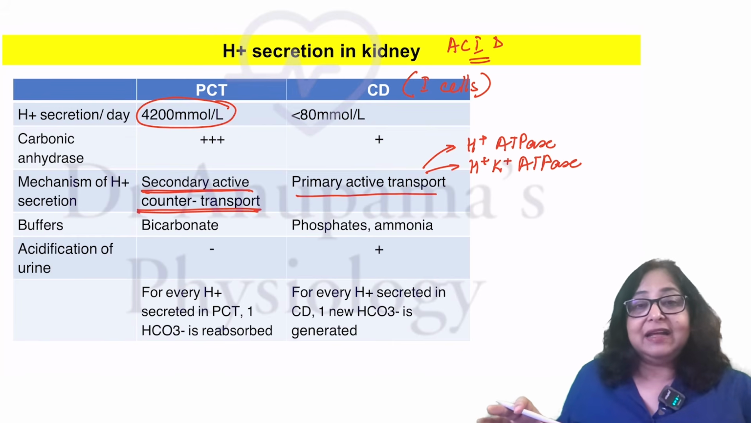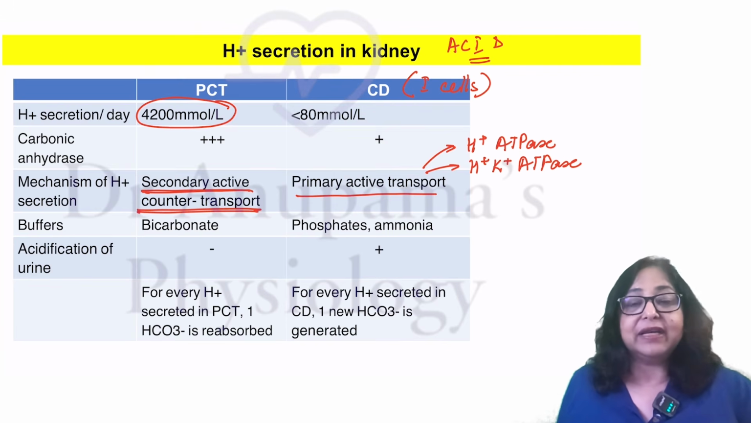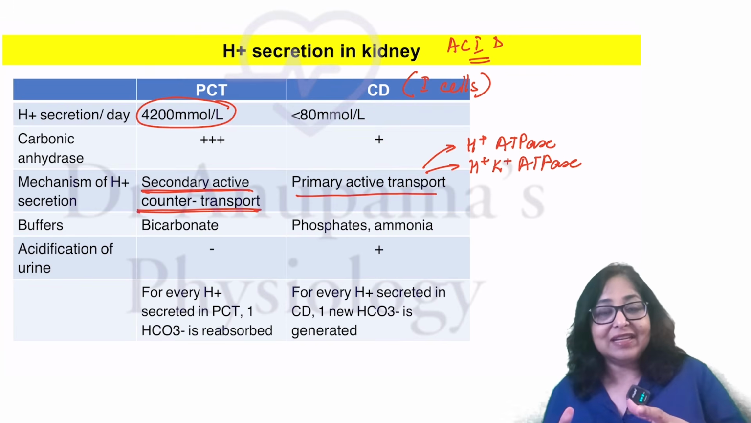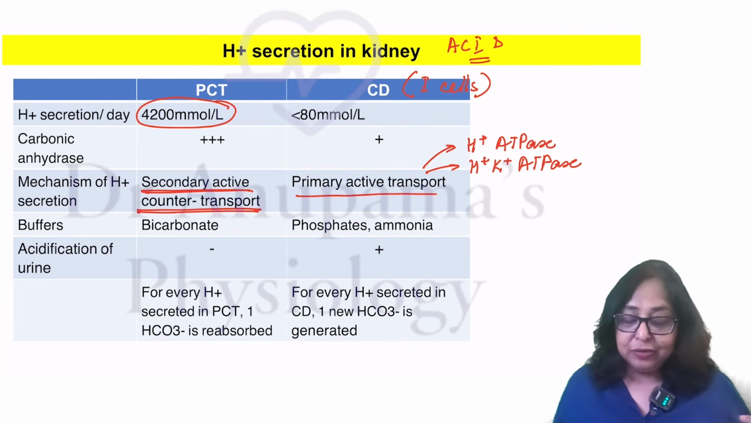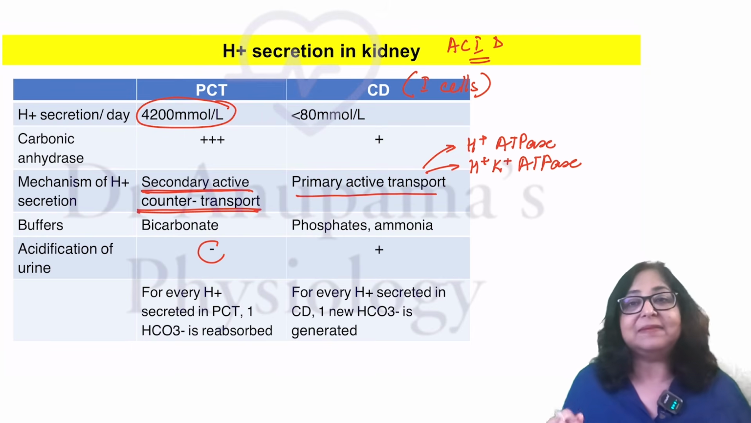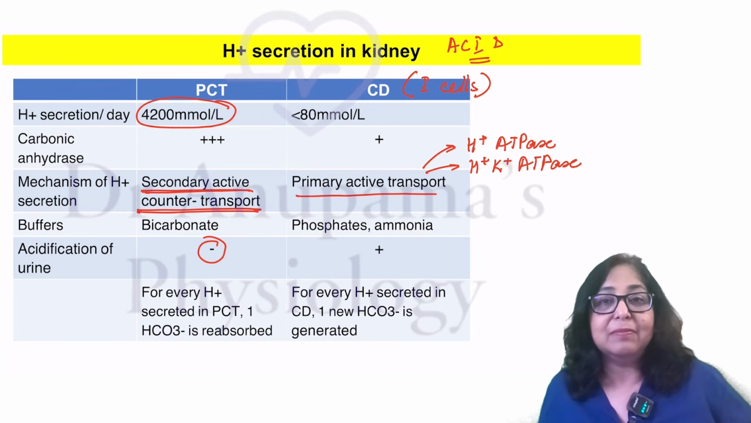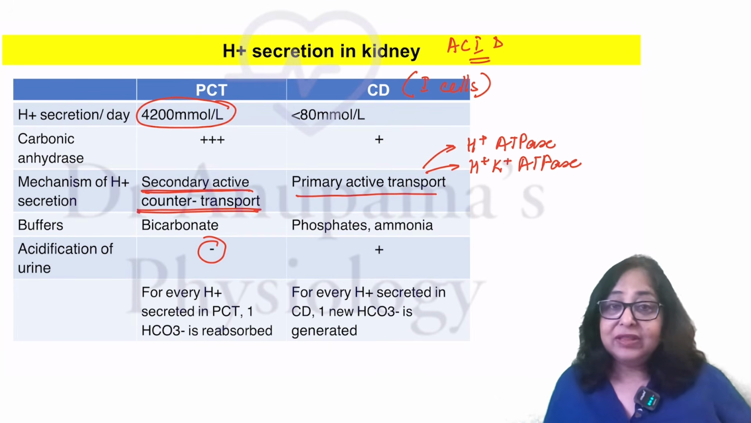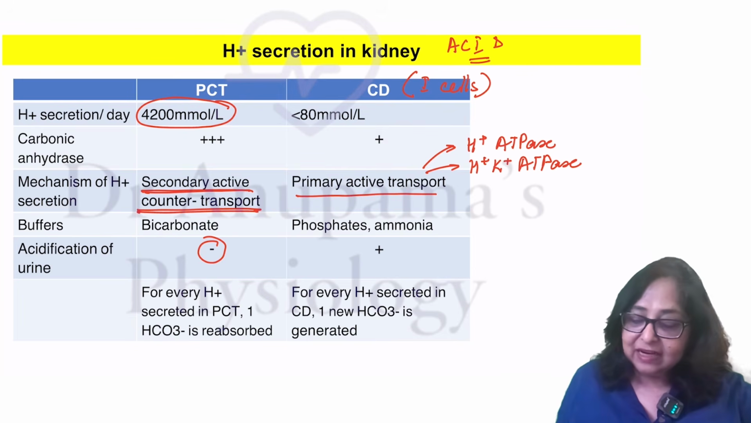Now, PCT has got a very good urinary buffer, which is called bicarbonate. So whatever H plus is secreted in the PCT, it is buffered by the bicarbonate. So there is no acidification of the urine in the PCT. Whatever H plus is being secreted is being buffered by the bicarbonate in the tubular fluid. On the other hand, acidification will occur in the collecting duct. There are two important buffers in the collecting duct, phosphate and ammonia.